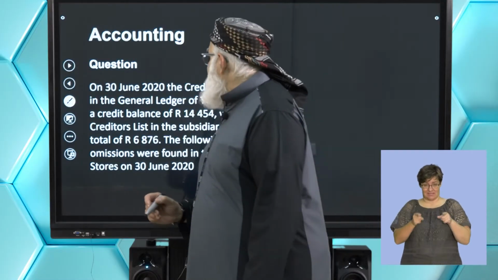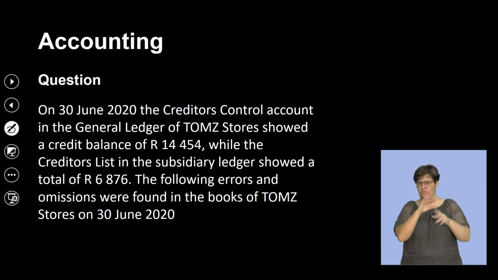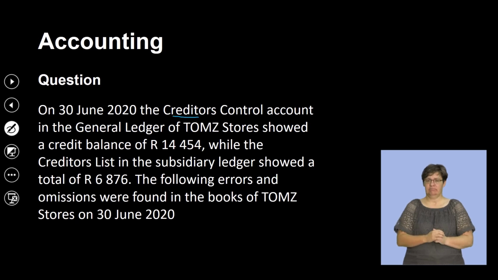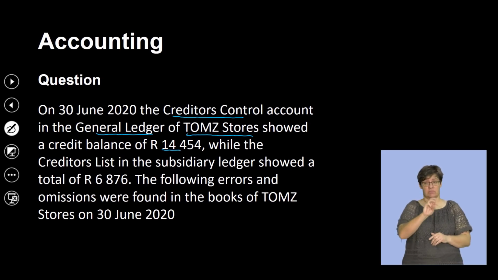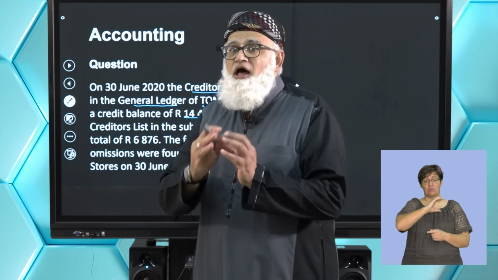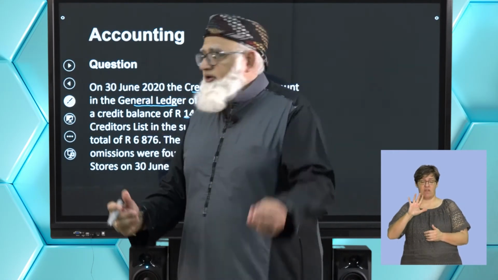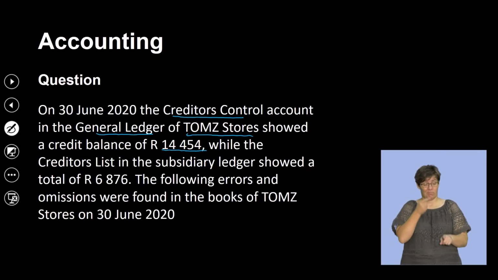We have a situation here where we are told that the creditors control account in the general ledger of Tom's Stores showed a credit balance of 14,454. So that's the credit balance in the creditors control account. Moving further, the creditors list in the subsidiary ledger showed a total of 6,876.